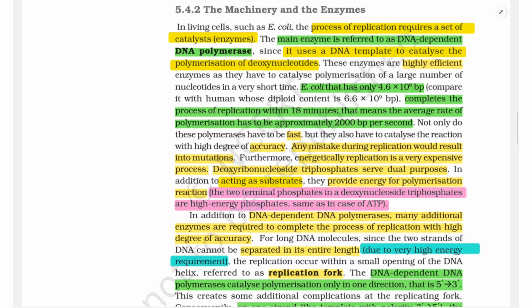Furthermore, energetically replication is a very expensive process. Deoxyribonucleoside triphosphates serve dual purposes. In addition to acting as substrates, they provide energy for the polymerization reaction, that is, the two terminal phosphates in deoxynucleoside triphosphates are high energy phosphates, same as in the case of ATP.